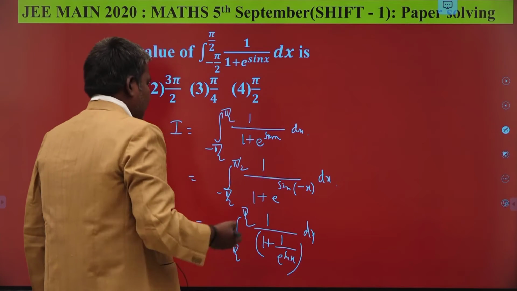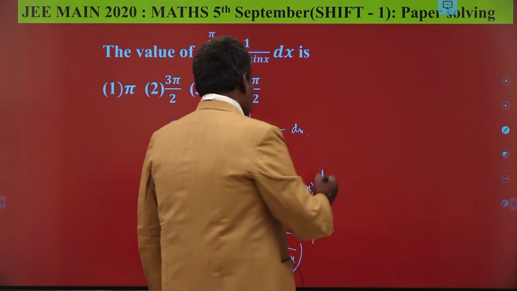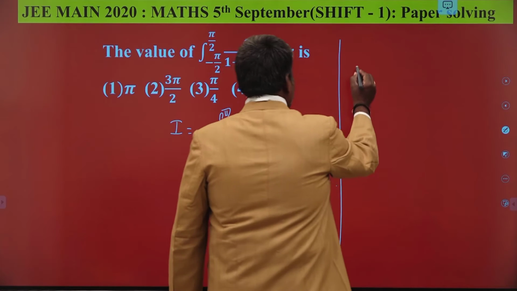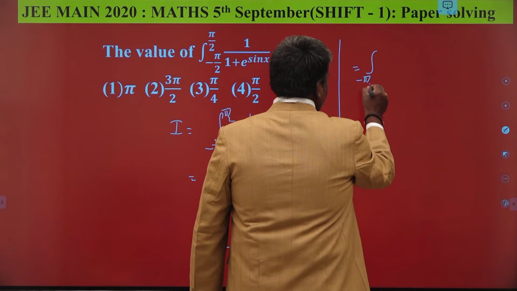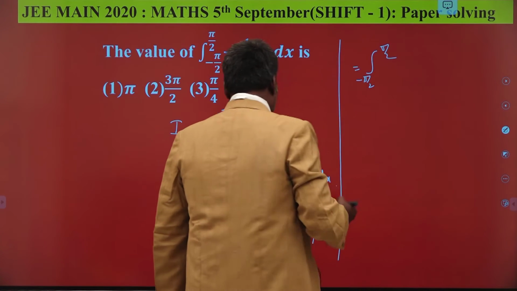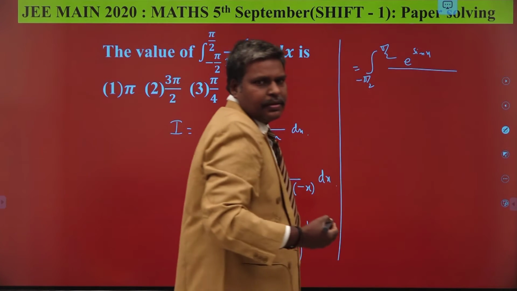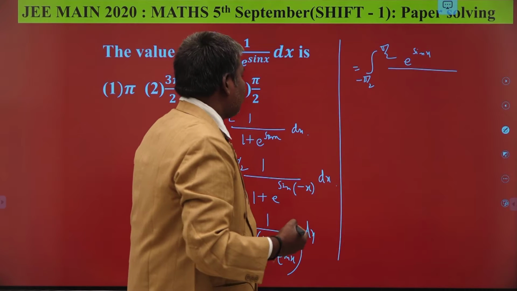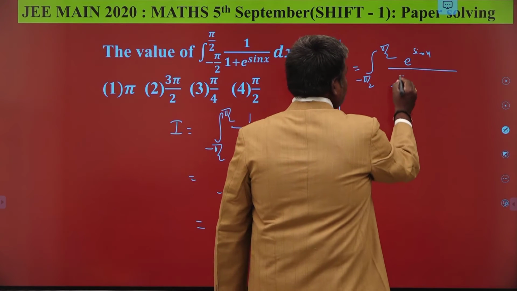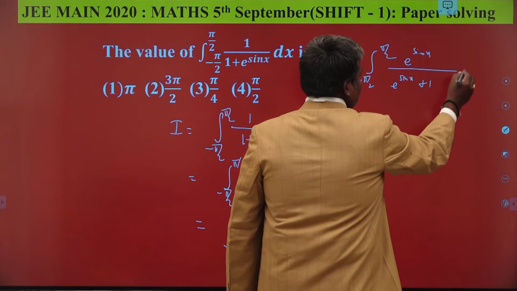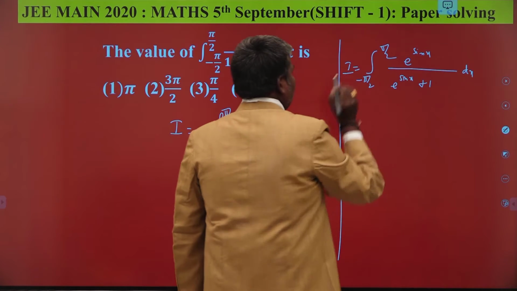This is nothing but the integral of e power x by 1 plus e power x, sin x dx. That is equal to the integral from minus pi by 2 to pi by 2 of e to the power of sin x by e power sin x plus 1 dx. This is also your I.